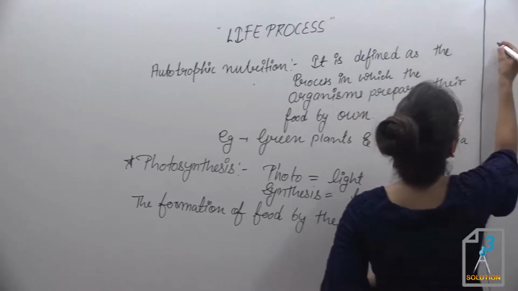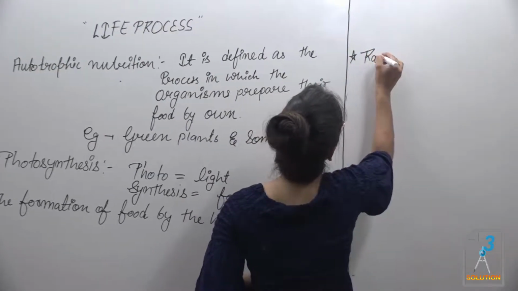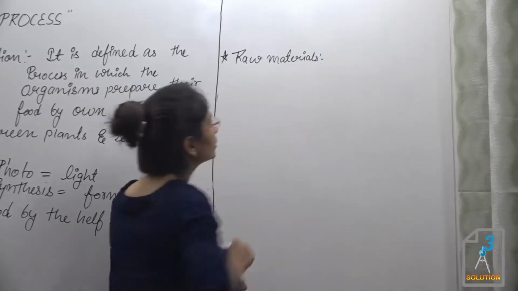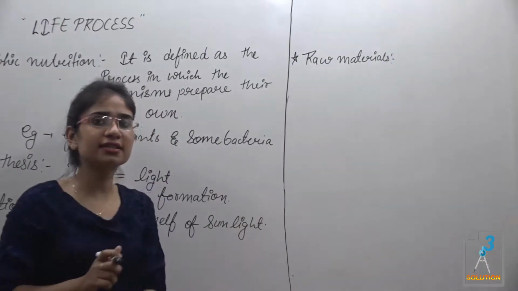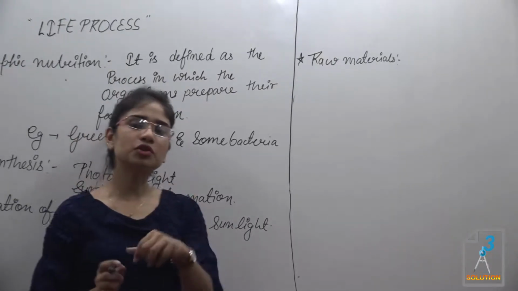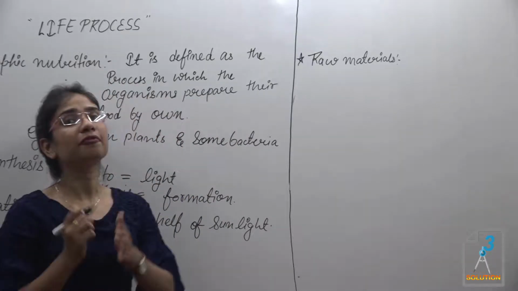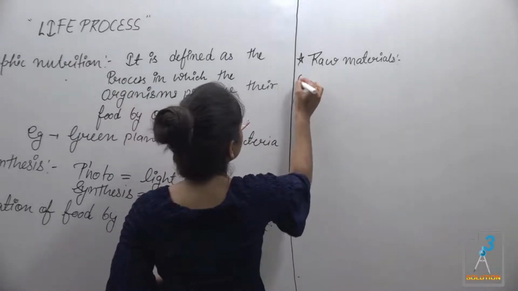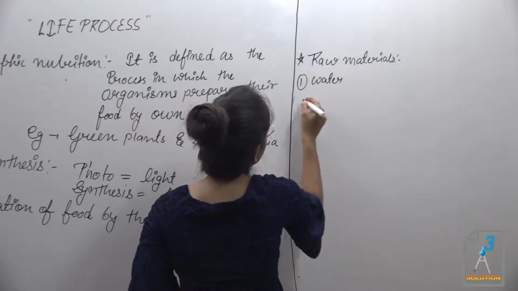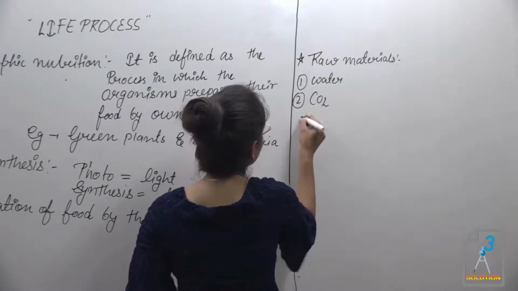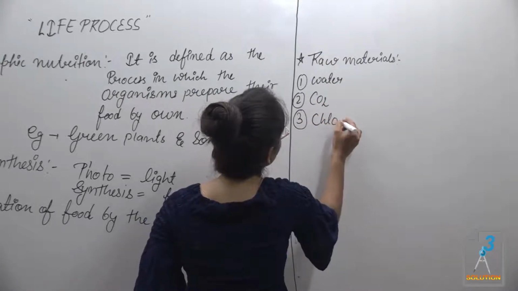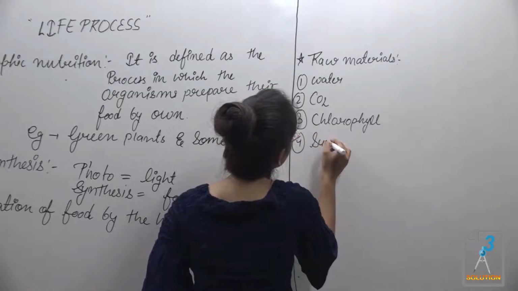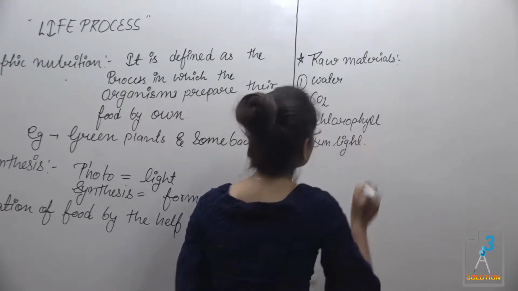We will call them the raw materials. Yes, the raw materials for photosynthesis are four. First of all, we have water, carbon dioxide, chlorophyll, a green color pigment, and the sunlight. First, we have water. Second, we have CO2, carbon dioxide. Third, we have chlorophyll. And fourth, we have sunlight. Yes, simple it is.